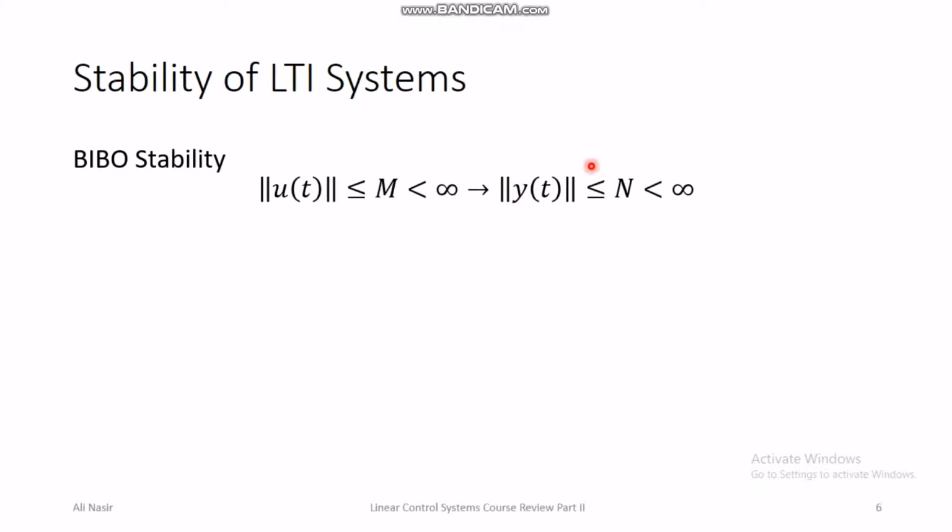So the magnitude of the output can be different from the magnitude of the input, but for any bounded input, the output should always be bounded. So there should not be an unbounded output in response to any bounded input. That is the requirement for BIBO stability.